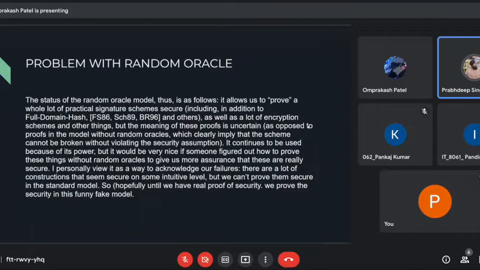It continues to be used because of its power, but it would be very nice if someone figured out how to prove this without random oracle to give us more assurance that these are really secure. I personally view it as an acknowledgement of our failure. There are a lot of constructions that seem secure on some intuitive level, but we cannot prove them secure in the standard model. So hopefully, until we get a real proof of security, we prove the security in this funny fake model.